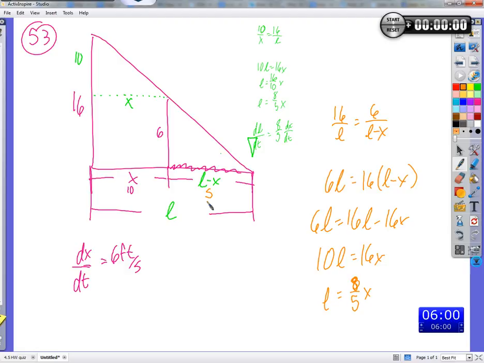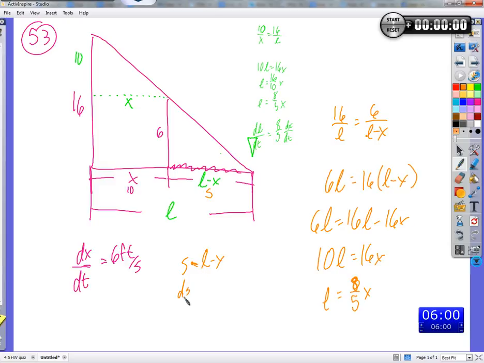So write an equation relating S and L and X. L equals 16 over 10 x. All this stuff would work, right? S equals L minus X. I made them equivalent. I'm just giving it a different name. S is L minus X.